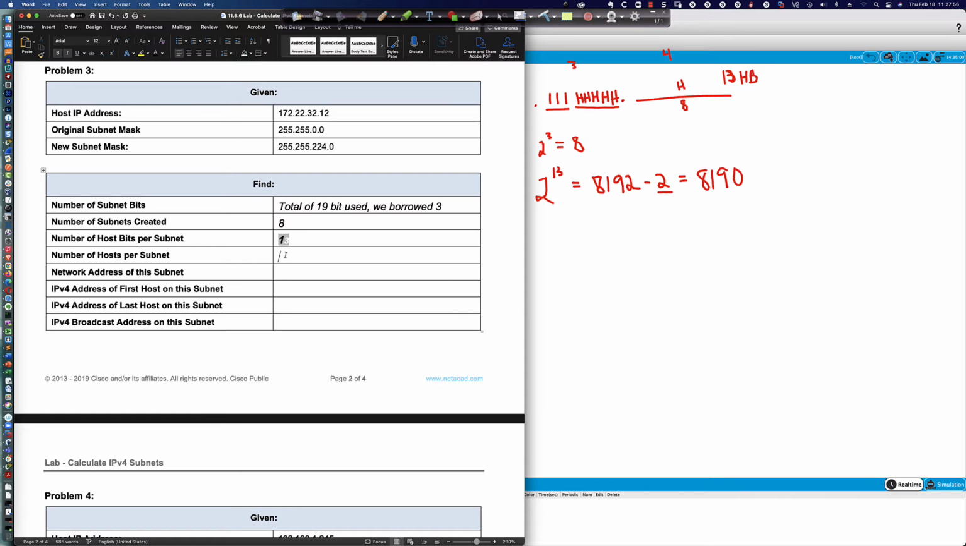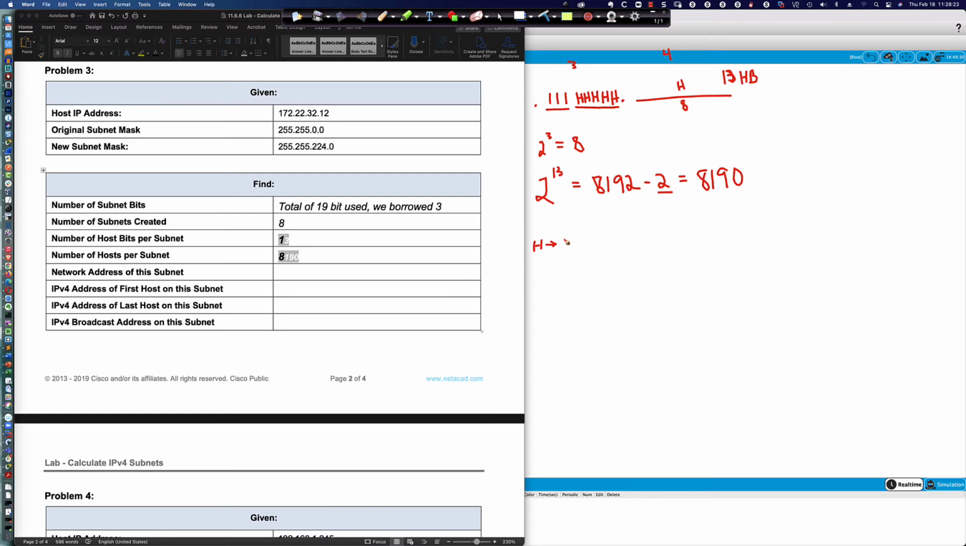Number of hosts per subnet is going to be 8,190. So now we get down to the tough part, right? What is the network address of this subnet? So we can do the bitwise ANDing again, which is where we do the host IP in binary format.